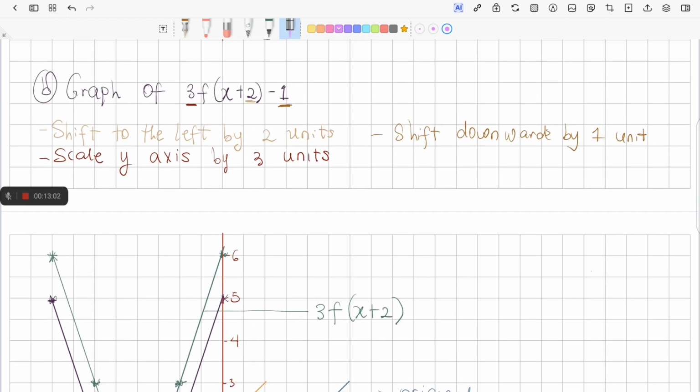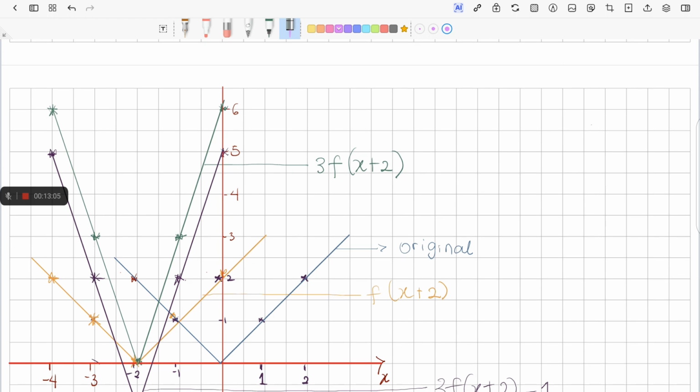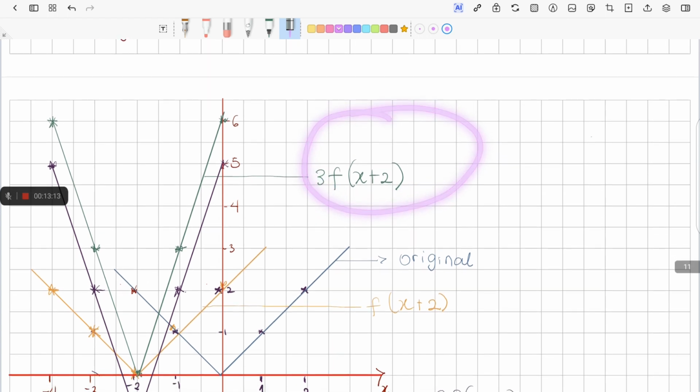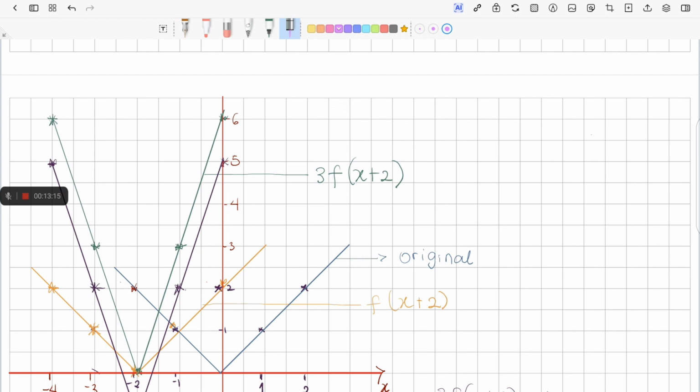Then next is to scale the y-axis by 3 units. So I multiply all my y values by 3, and that's what the green curve here does. So we move from the yellow curve now to the green curve. So 2 now becomes 6, 2 times 3 is 6. And 1 now becomes 3. 0 times 3 is still 0, so 0 stays at 0. 1 here becomes 3, and 2 here becomes 6. So we have the green curve to be the graph of 3f of x plus 2.